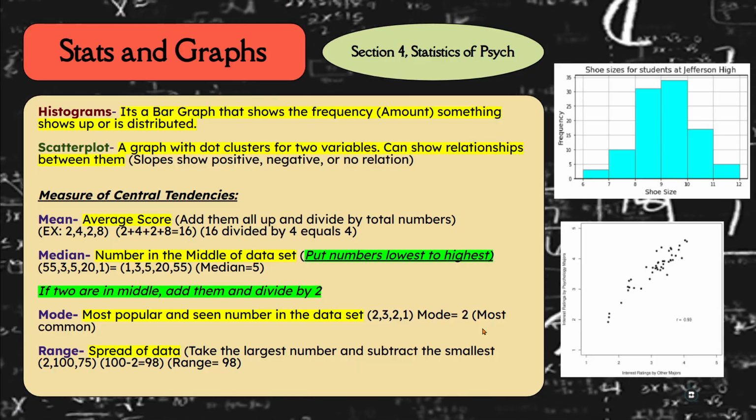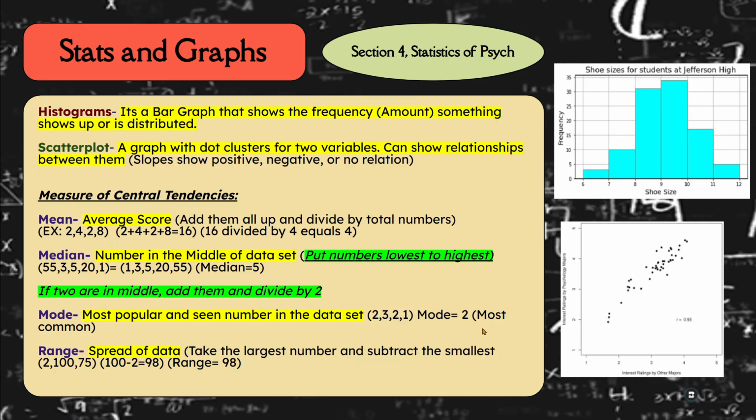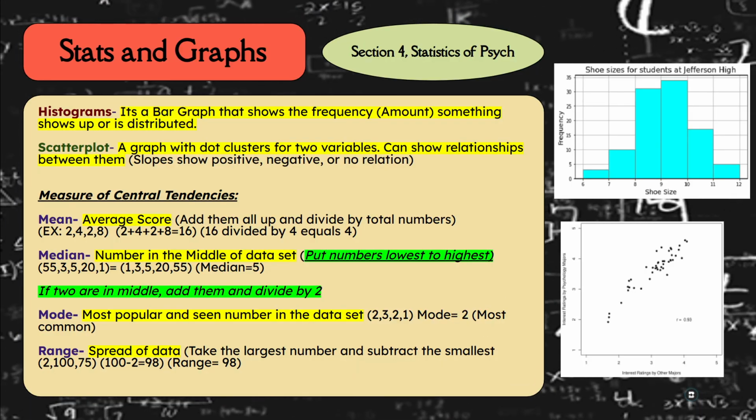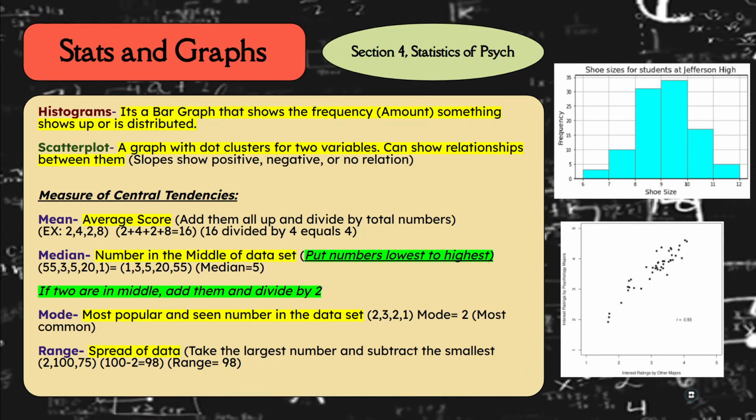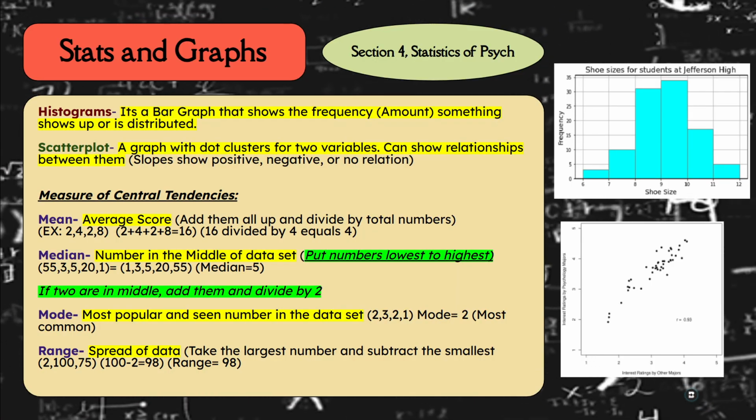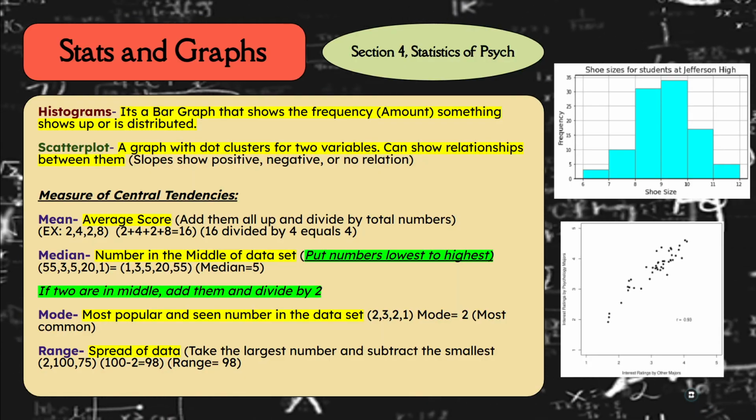This is a way to show that if, for example, one variable goes up, the other one does as well. That's positive. If one variable goes up and the other goes down, opposite directions, it'd be negative. But if they don't have any movement with each other, that's just no relation.